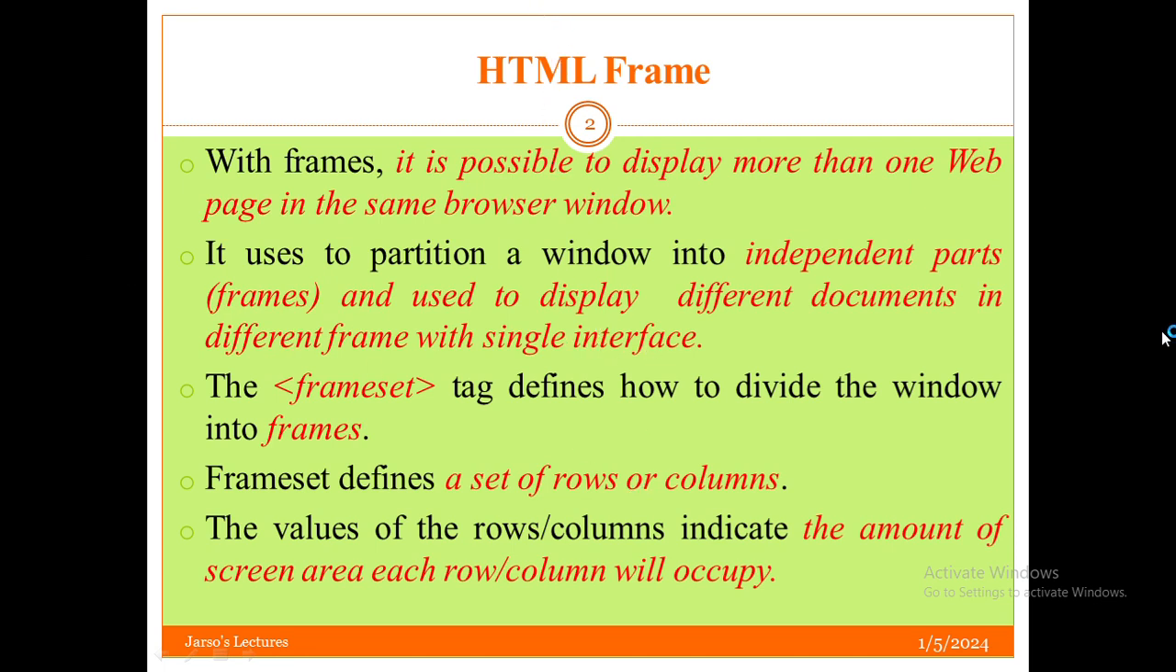Now, for example, if we partition this window into 3 or 4 parts, within each of the parts what will be displayed are different and independent HTML files within the same interface. For partitioning a web page, or for partitioning the web browser, we use the Frameset tag. Different tags are there, but this Frameset tag is for the purpose of dividing the browser window into different parts. And to display different documents within each of the parts, we use frame tags.